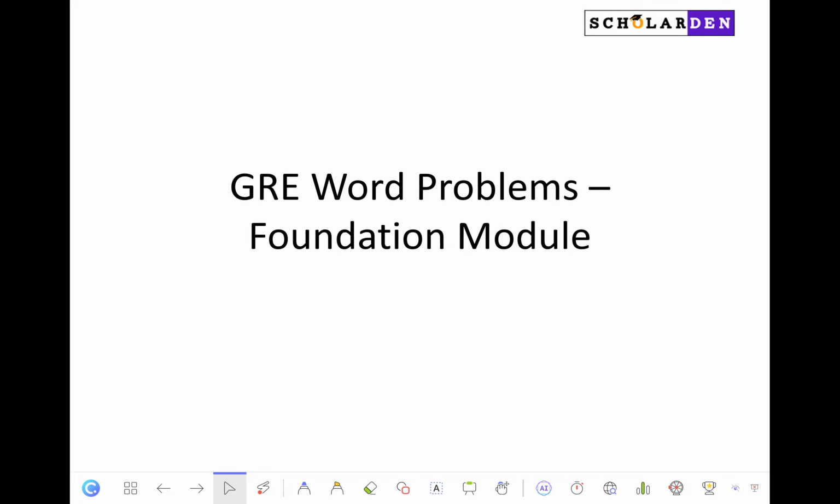Going to be shifting gears. Earlier, we had looked at how coordinate geometry works, especially focusing on some linear equations. But today, what we're going to do is start with word problems, okay? And we are going to see how word problems can be solved. So the focus is going to be on some examples.